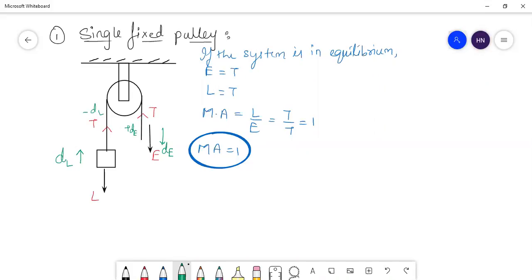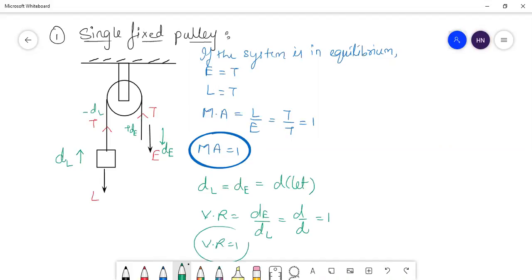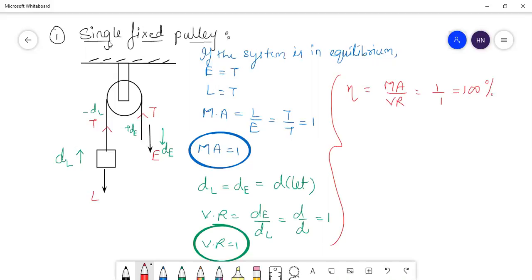And the total change in the string is 0, due to which the distance moved by load and distance moved by effort are both equal, which we can take as d. Because one is plus, another minus, equal to 0 means both are equal. If I relate the value of velocity ratio, which is given as effort by load, it will become d by d, whose value will again become 1. Therefore, velocity ratio is also equal to 1. And after that, finally, you can relate the efficiency of the machine, which will be given as mechanical advantage upon velocity ratio, which will be 1 by 1 equal to 100%.